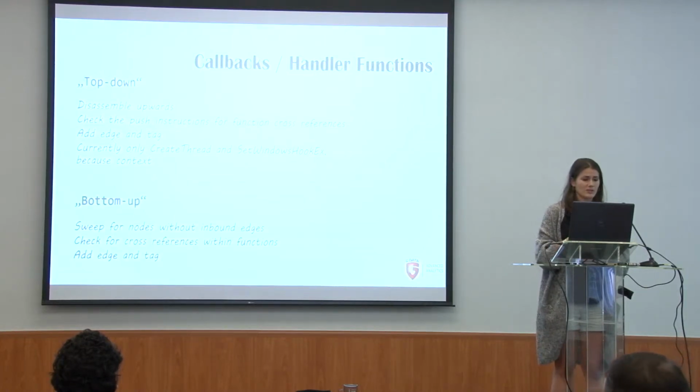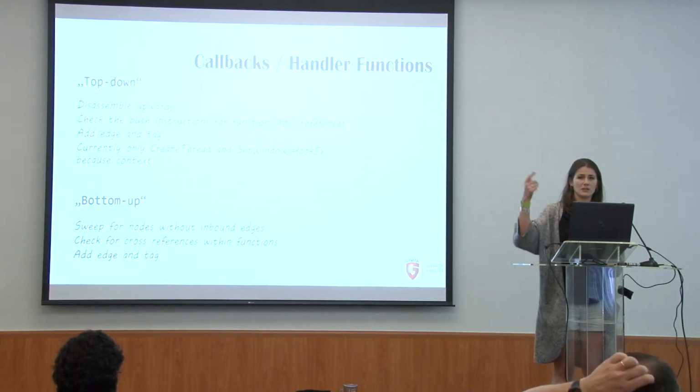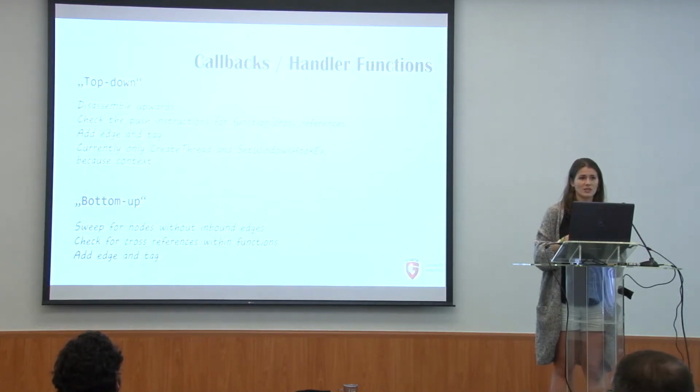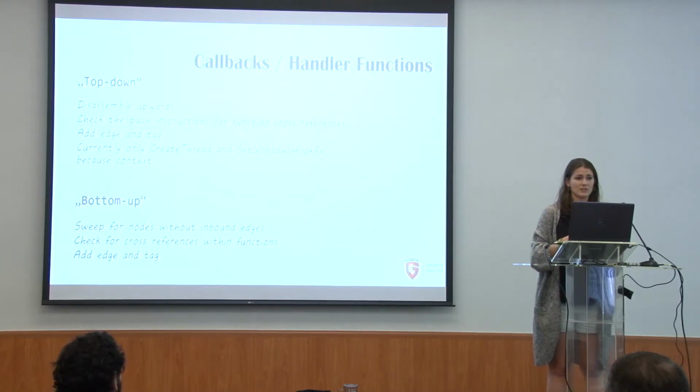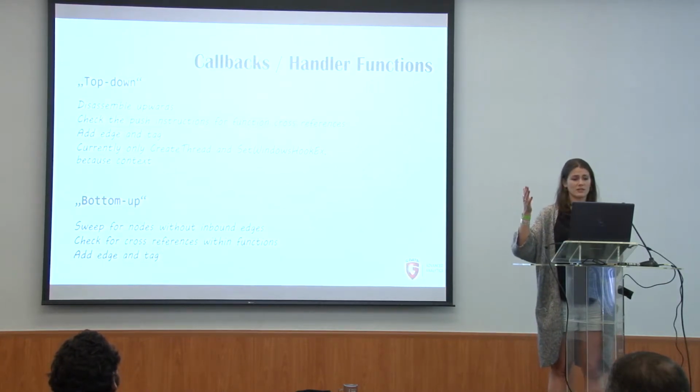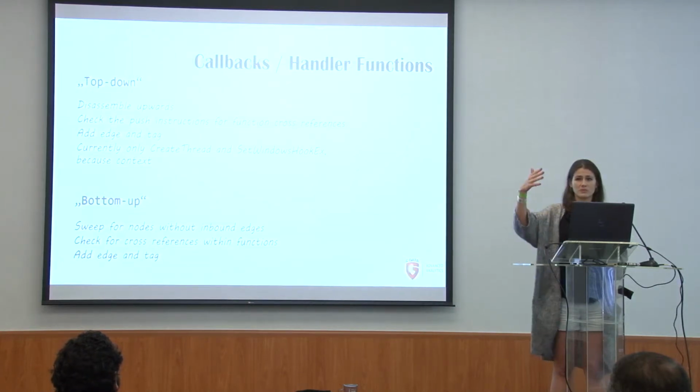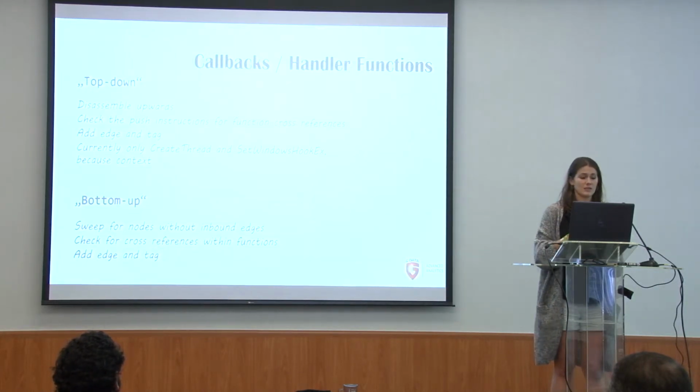On the other side, what I tried was searching for nodes within my graphs that didn't have any incoming connection, like any incoming edge, and consider these nodes handler functions or offsets that are being dealt with in different parts of the binaries. And then I just went to search for cross-references, bottom-up, from the node up, to see whether these offsets were referenced within the binary. And then I could add this to my graph.